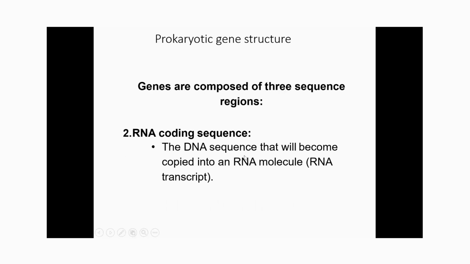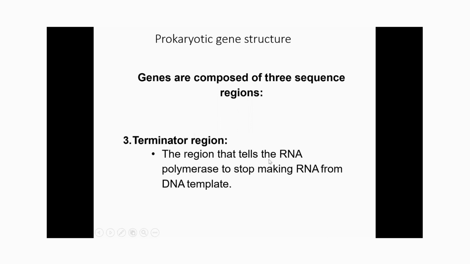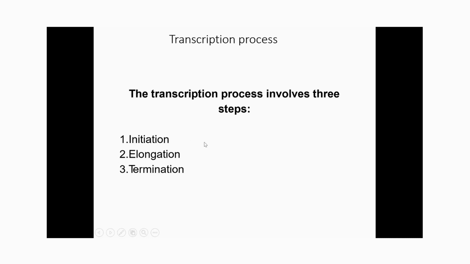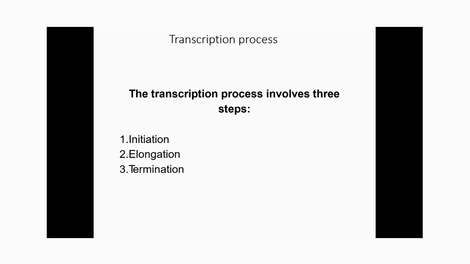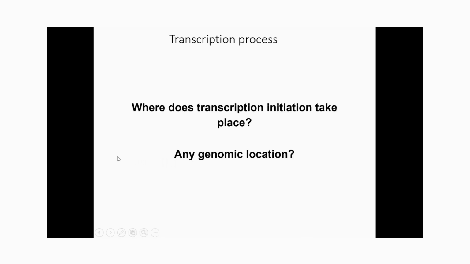Then the coding region: the DNA sequences that will be copied into the RNA molecule, known as the RNA transcript, or the product of the transcription process. The transcript means the RNA. Then the last region tells the RNA polymerase to stop making the RNA molecule. The transcription process involves three steps: the first is initiation, second is elongation, and third is termination.